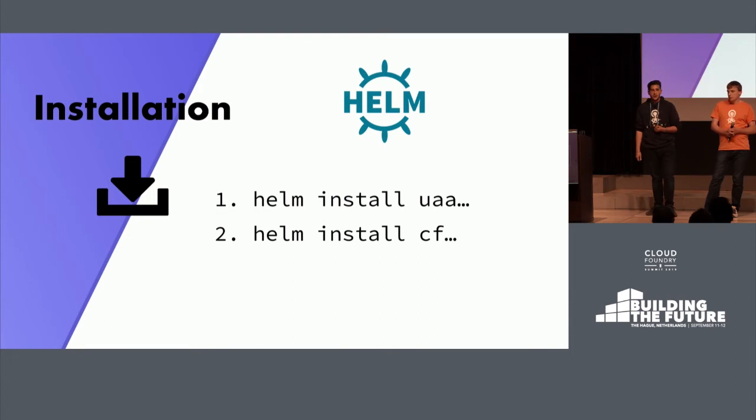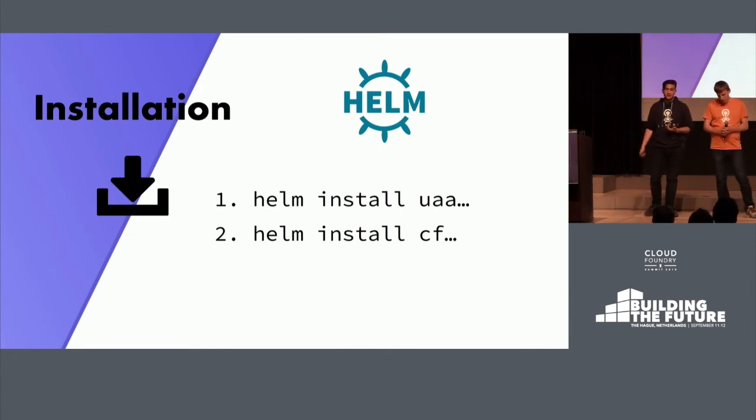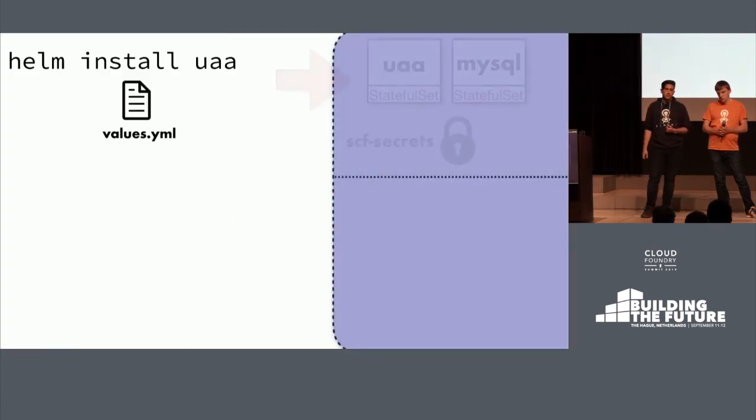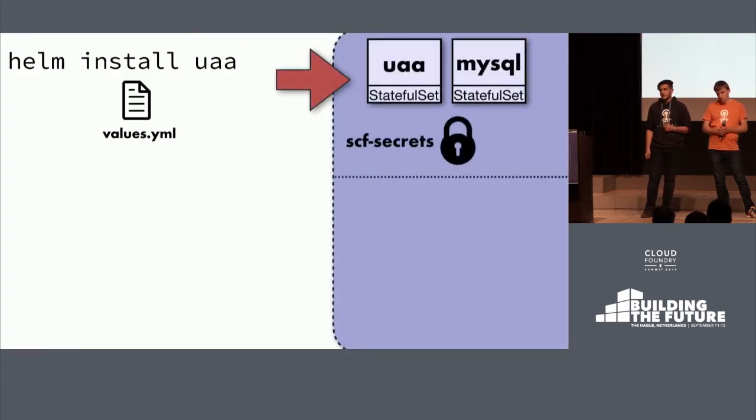So now that we know what Helm actually is, how do we install Cloud Foundry? The only thing you have to do is run these two Helm installs, which will install 2 Helm charts on your cluster. The first one will install all the UAA components. In addition to the UAA components, it will create a Kubernetes secret, which contains the CA cert for UAA, which we'll need in a bit.